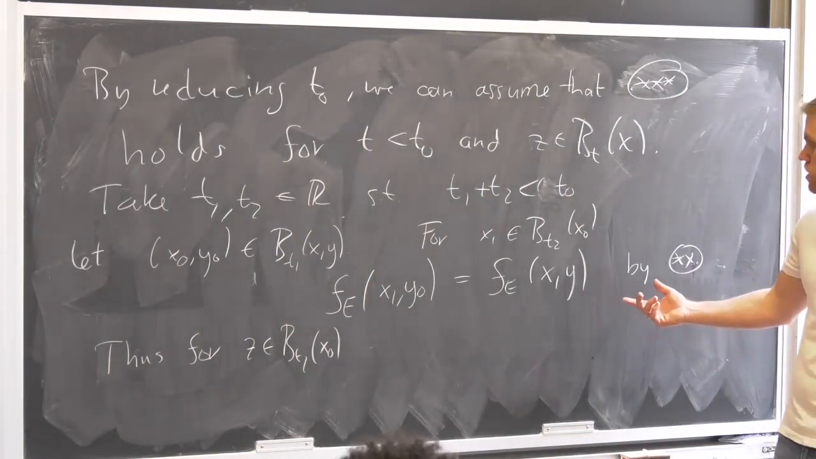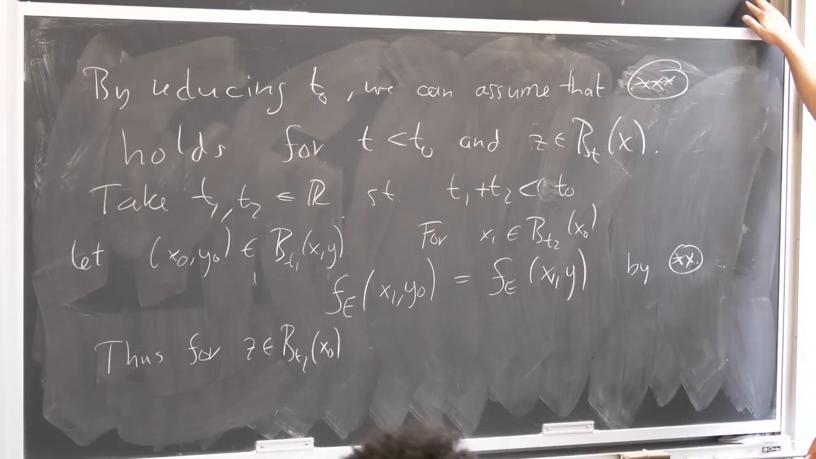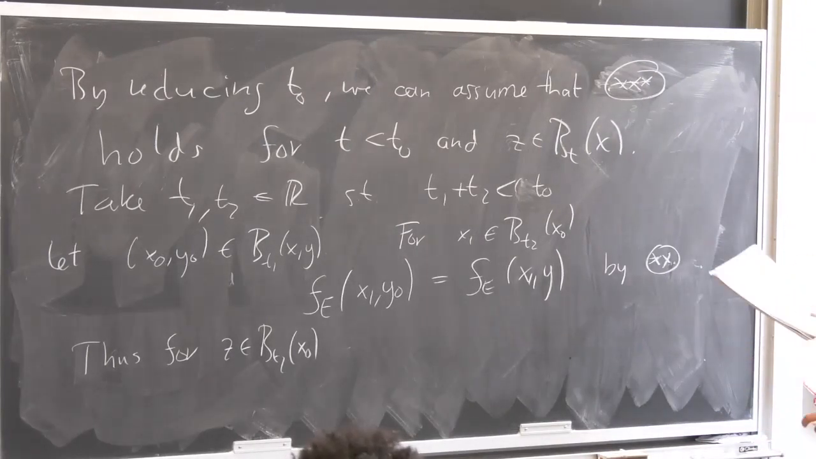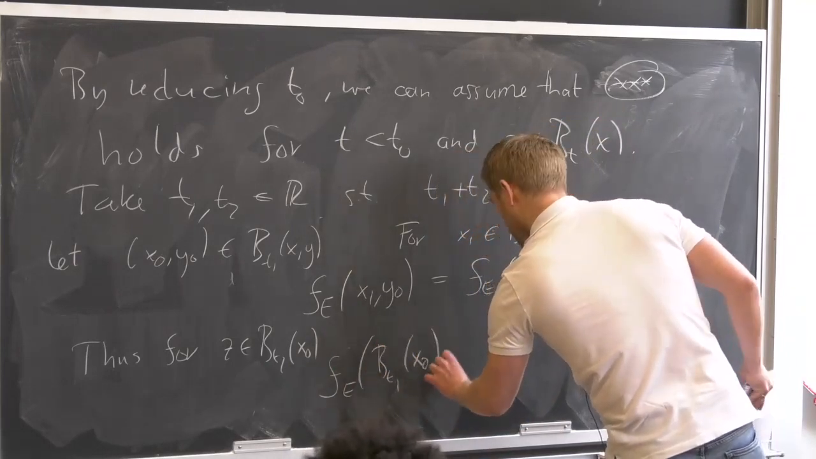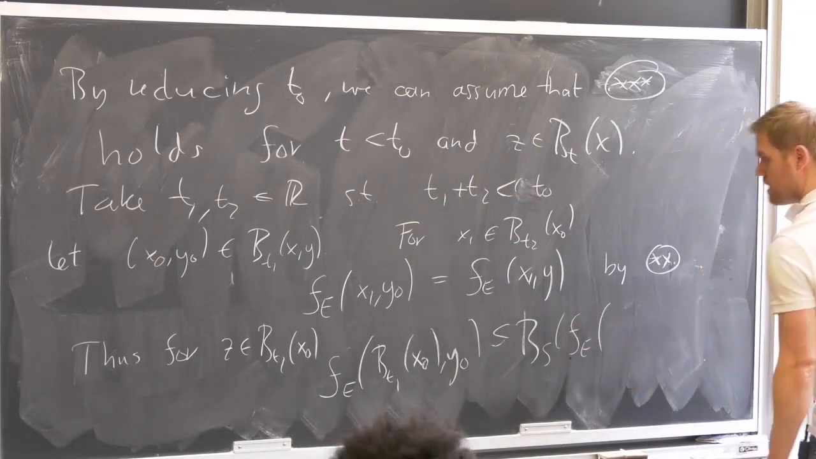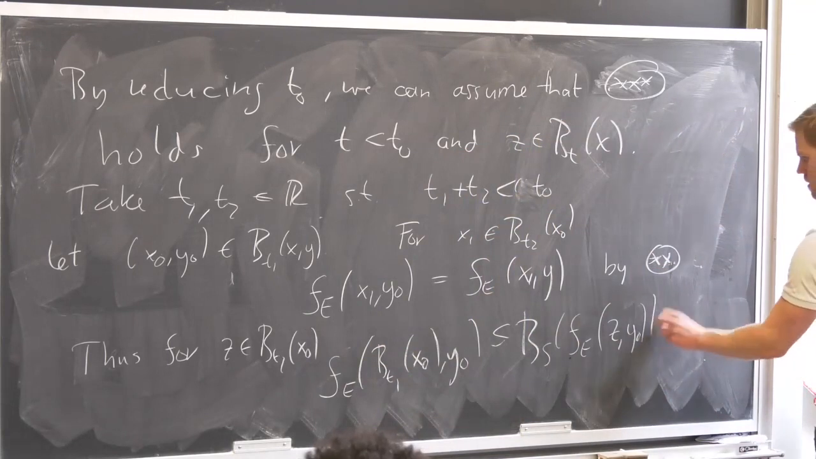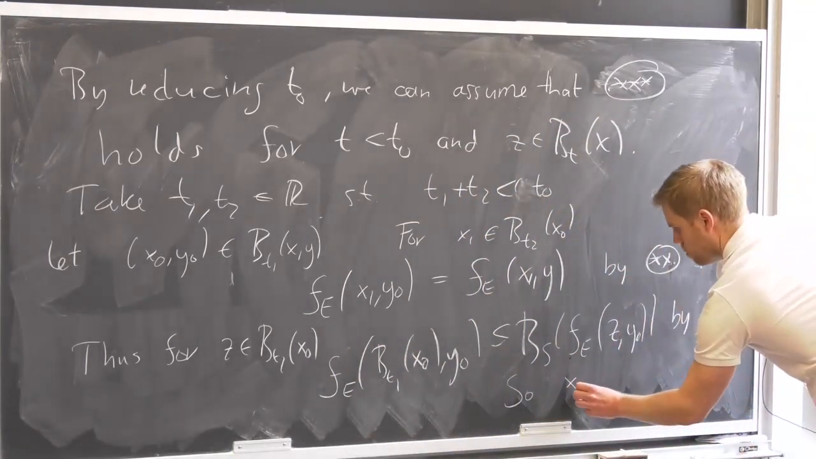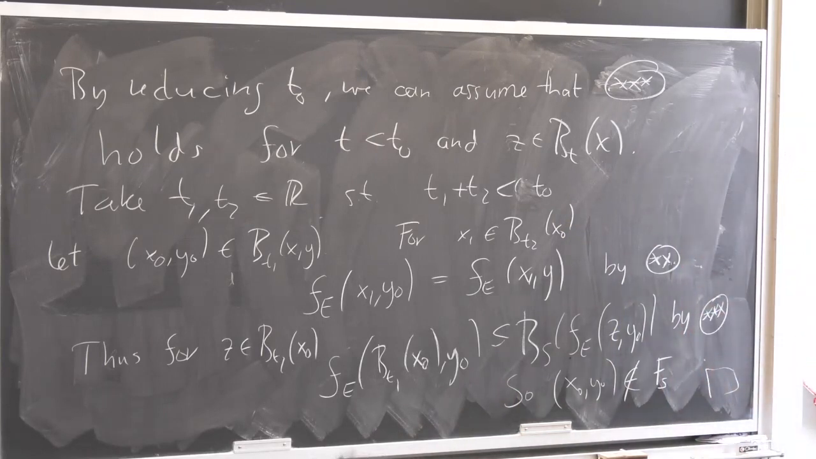Okay. So now I know that this is always the same function. Now I always know the same function. So then I get this bound. It transfers over from y and x to y_0. So then f of E of the ball B_{t_1}(x_0, y_0) is a subset of this ball around f_E of z, y_0. This is my triple star. So this means that (x_0, y_0) is not in F_s. That's what I'm showing. So everything in this ball is not in F_s, hence the set is closed.